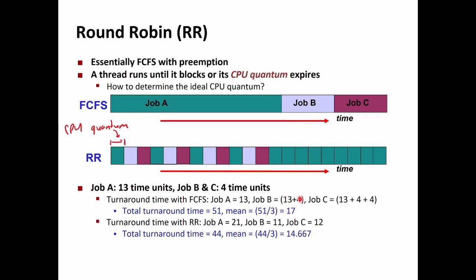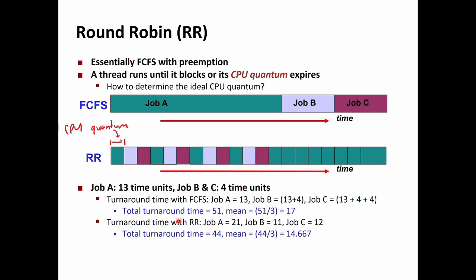Now job B is done at 13 plus 4, so 17. You get into the ready queue, but only at time 17 are you off. And job C will be 13 plus 4 plus 4, which is 21. When we add these up, we have a total turnaround time of 51 divided by 3 processes. So you get 17 as the average turnaround time with FCFS.